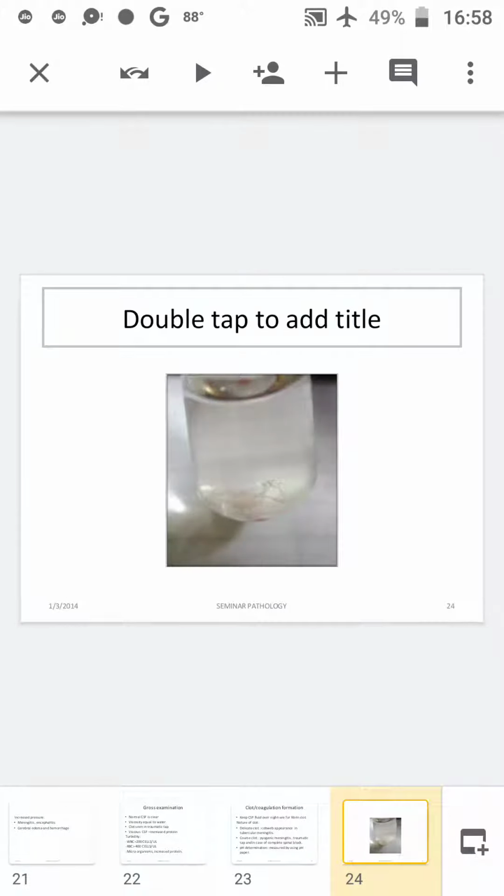Take the CSF in a sample, in a test tube, allow it to stand overnight, and look for the clot. If the clot is present, look for the nature of the clot. If it is delicate and fine, with a cobweb appearance, it is because of tuberculosis. If it is coarse, then it is because of pyogenic meningitis.